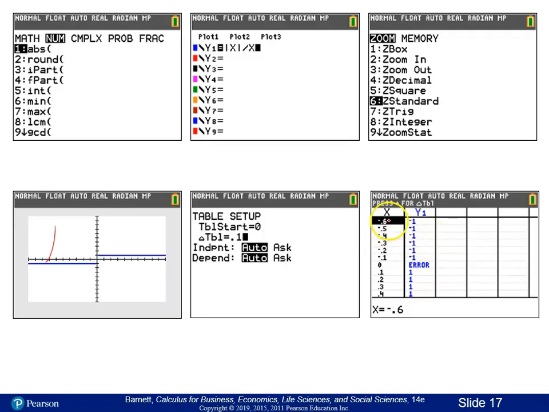If I'm putting anything in below 0, then I get -1. If I put anything in above 0, I get +1, and if I put 0 in itself, it gives me an error because it's not defined there. So because one side is going to -1 and one side's going to +1, the limit doesn't exist. So that's just if you were to do it on the calculator.